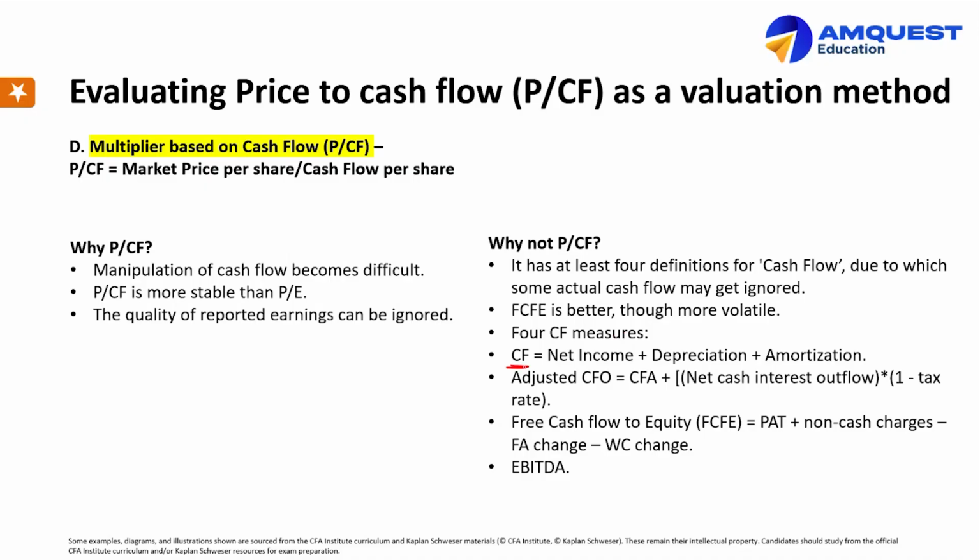तो एक formula है CF is equal to net income plus depreciation amortization. फिर एक adjusted CFO है, this is cash flow available plus net interest cash outflow multiplied by 1 minus tax rate. फिर एक FCFE है, फिर एक EBITDA है. So which cash flow we have to take? वो एक question mark.